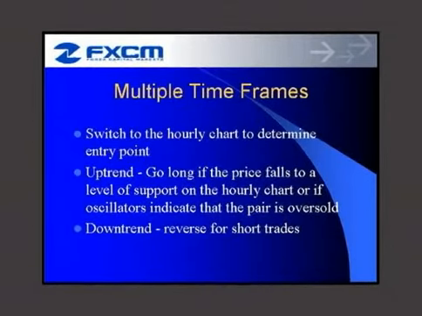If we're in an uptrend, we'll go long if the price falls back down to support on the hourly chart, or if an oscillator indicates that the pair is oversold. Just reverse this for a downtrend. If you're in a downtrend, you're going to sell short when the price rises up to resistance on the hourly chart, or when an oscillator indicates that it's overbought. So let's take a look at the chart and see what this looks like.